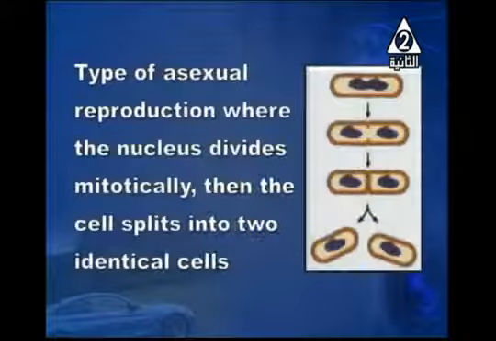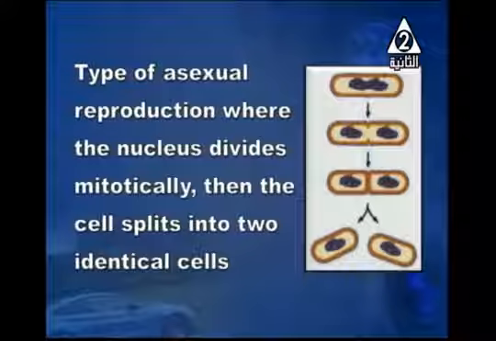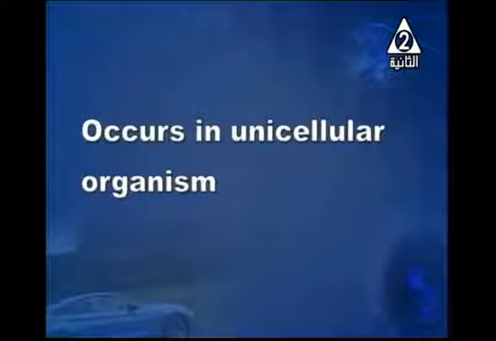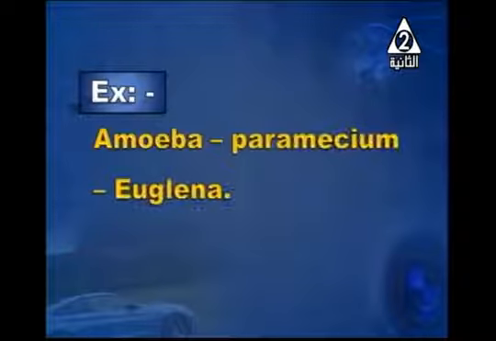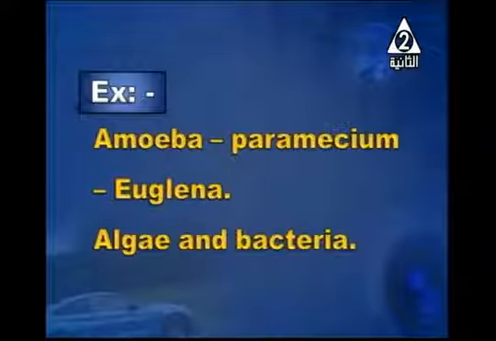The types of asexual reproduction. Type number one is binary fission. Binary fission is a type of asexual reproduction where the nucleus divides mitotically, then the cell splits into two identical cells. It occurs in some unicellular organisms such as amoeba, paramecium, euglena, some algae, and some bacteria.